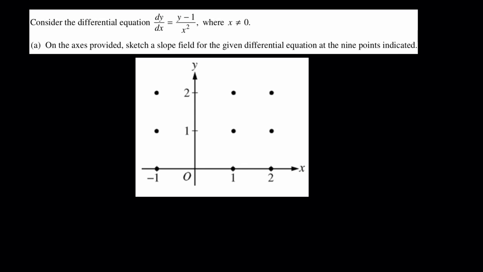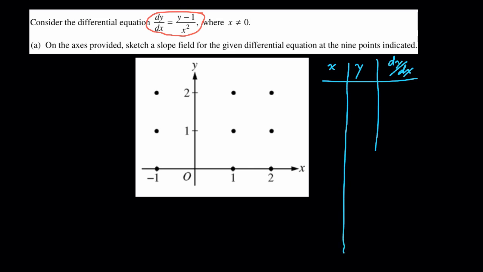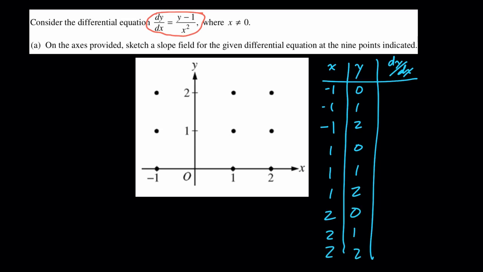All right, so this is another free response question that was given a few years ago. And what we're going to do here is, on the axes provided, sketch a slope field using this differential equation. Now, what you want to do on this type of problem on the AP exam, my suggestion is make a table with x, y, and dy dx. Write down the coordinates of your points, which you have negative 1, 0, negative 1, 1, negative 1, 2, 1, 0, 1, 1, 1, 2, and so on. And then fill in your dy dx value according to those coordinates.